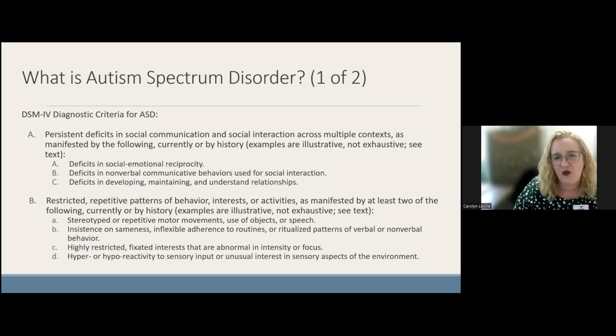But the main hallmarks of ASD are those persistent deficits in social communication and social interaction, especially that reciprocity, difficulty developing and maintaining relationships, picking up on nonverbal cues, and a lot of issues with empathy, understanding where other folks are coming from. You also see restrictive, repetitive patterns of behavior and interests. So you might see stereotyped or repetitive movements.